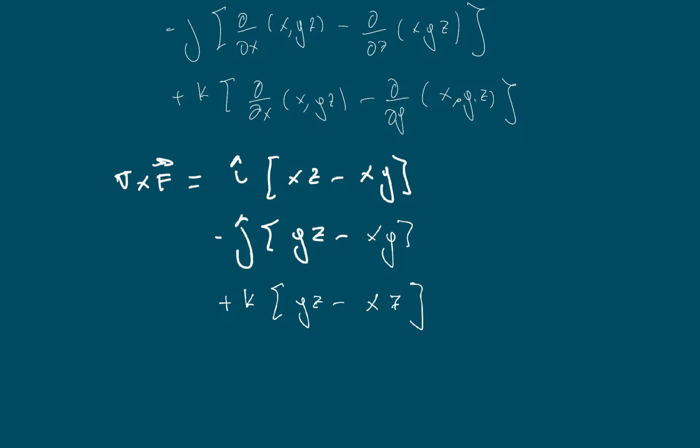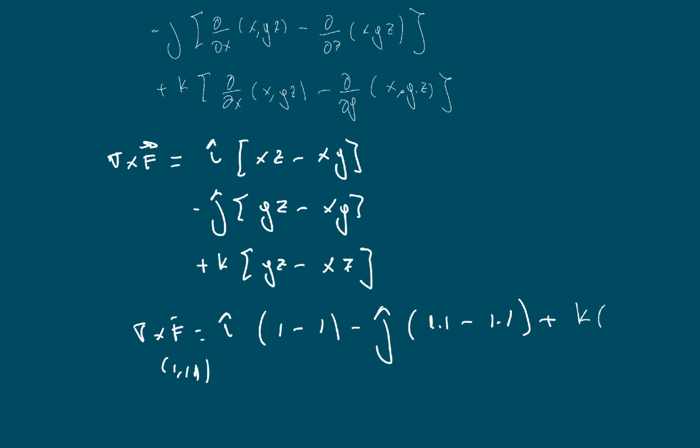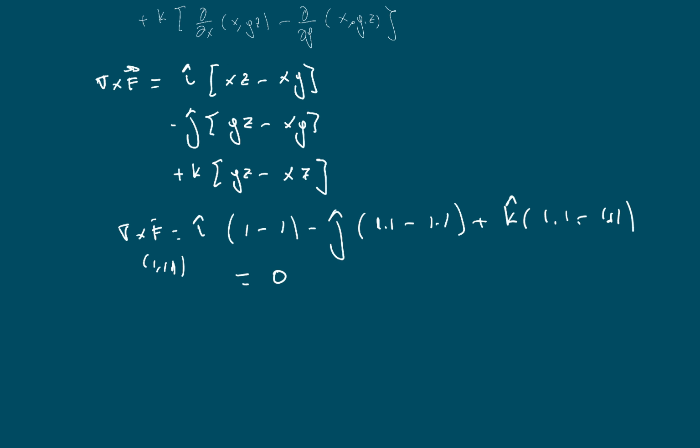The magnitude, for example: the curl of F at the point 1, 1, 1 will be i times 1 minus 1, minus j times 1 by 1 minus 1 by 1, plus k times 1 by 1 minus 1 by 1. So it's 0. So there is no tendency of the vector field to rotate at the point 1, 1, 1.